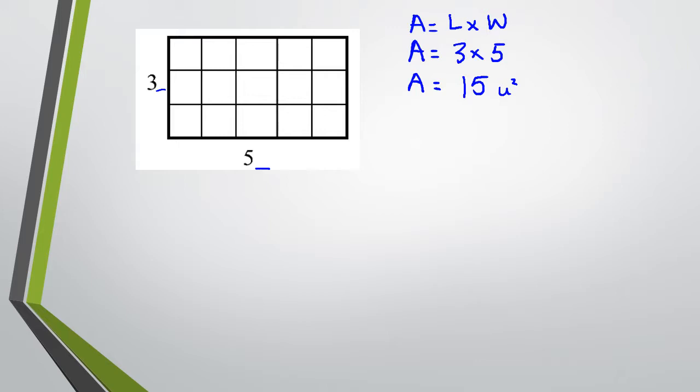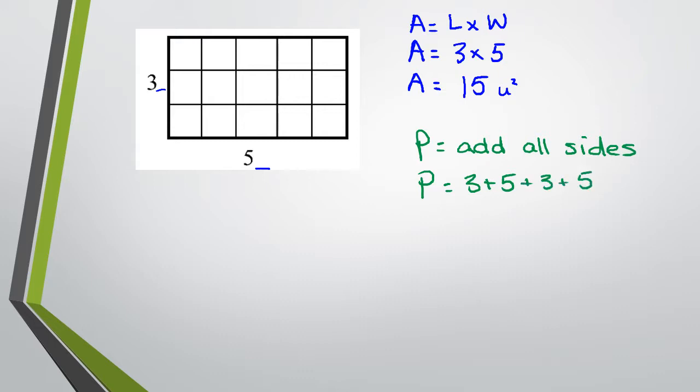Let's talk about the perimeter now. We start with our formula, and the instructions for perimeter say we have to add all sides. So let's put those numbers in. 3 plus 5. Sound good? Am I done? No, I'm not done, because what about the other two sides? Just because they're not labeled right there doesn't mean they don't exist, right? So if that side's 3, then the other side has to be 3, and this has to be 5.